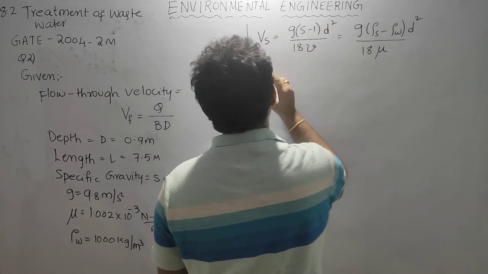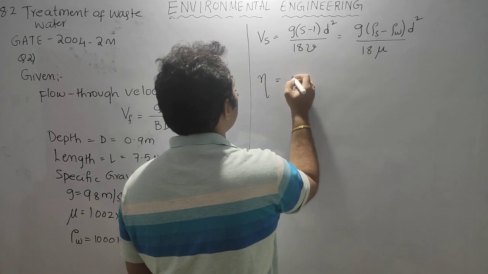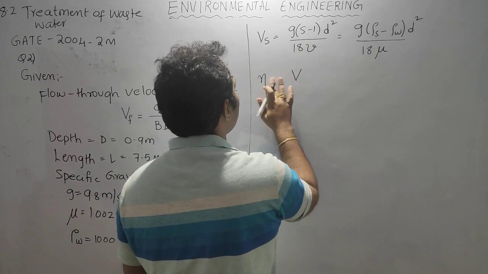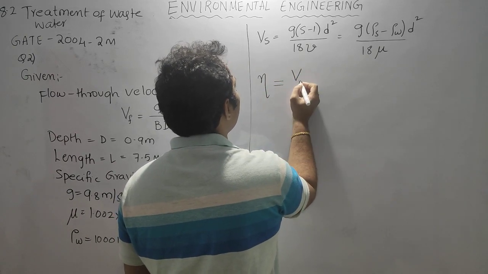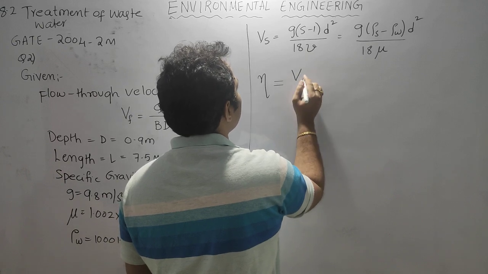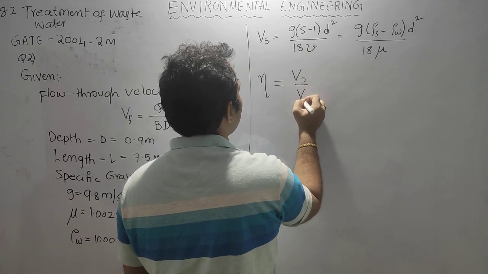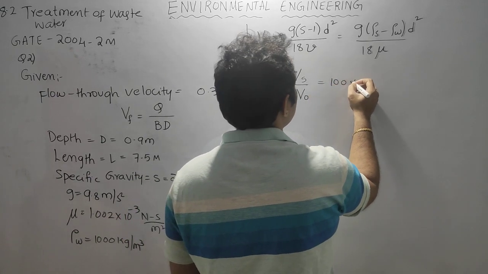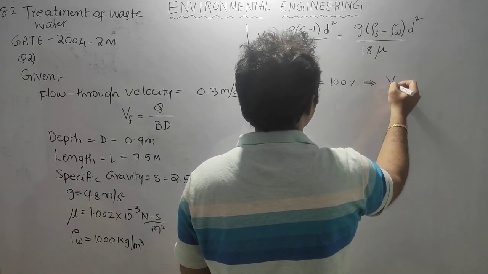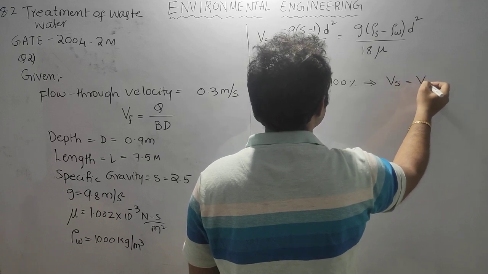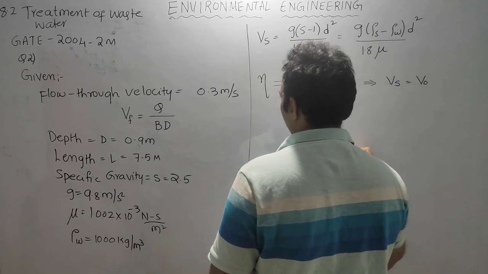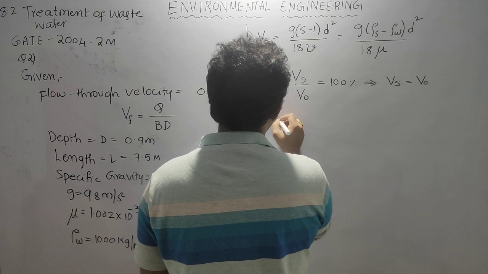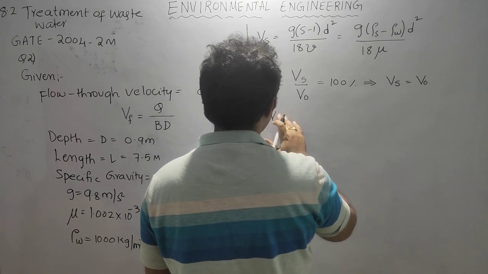So Vs can be found from the efficiency part. It was given that efficiency is equal to Vs by V naught, and it is equal to 100%. That implies if you know V naught, we can find Vs. But V naught is also not given. Vf is given.